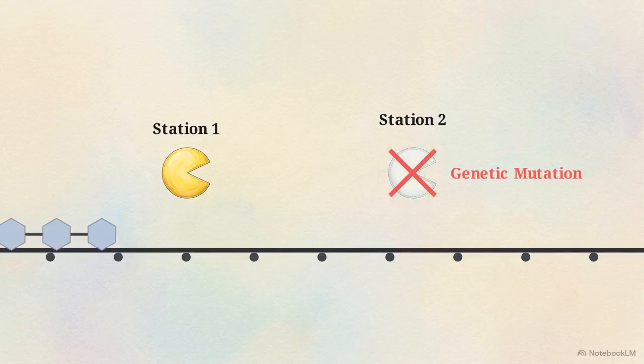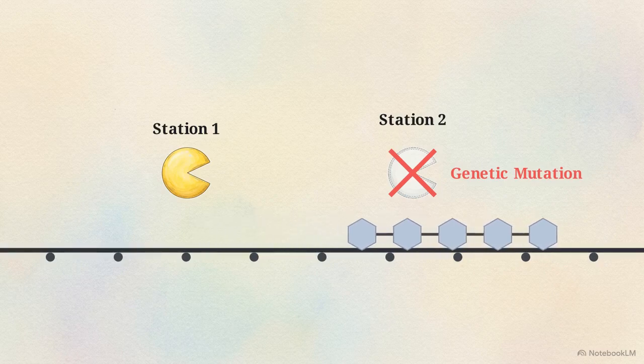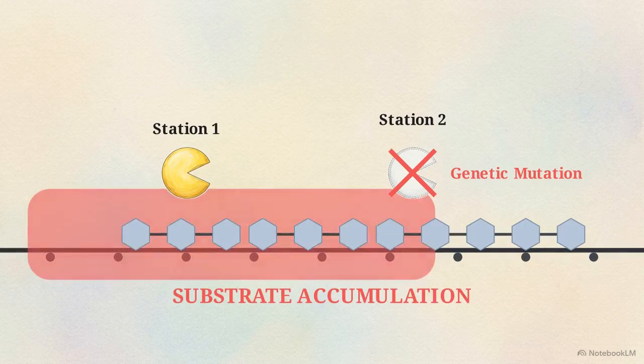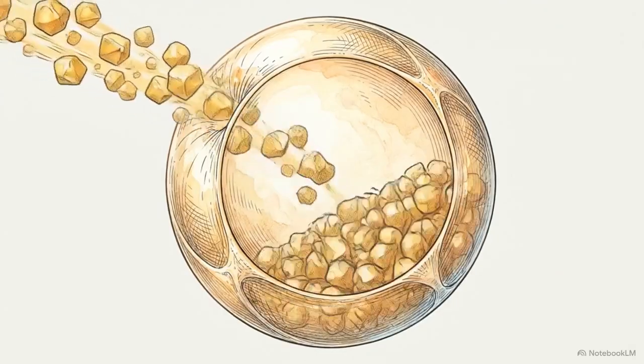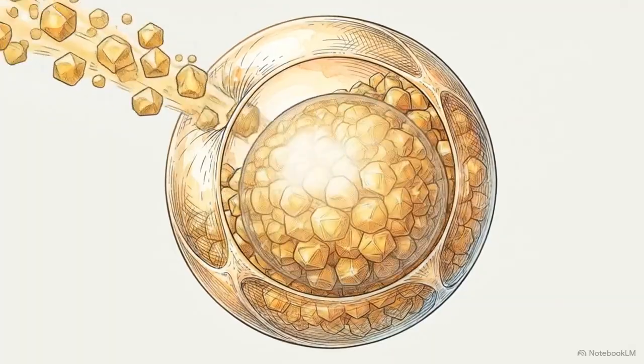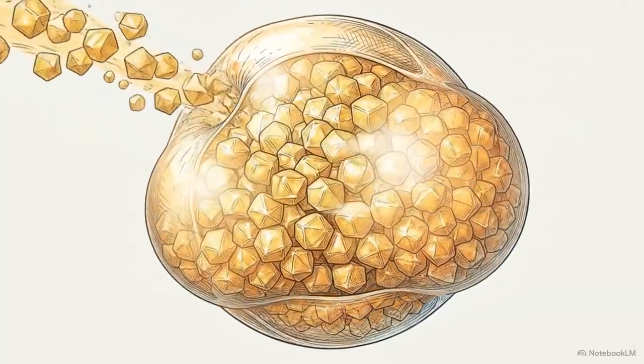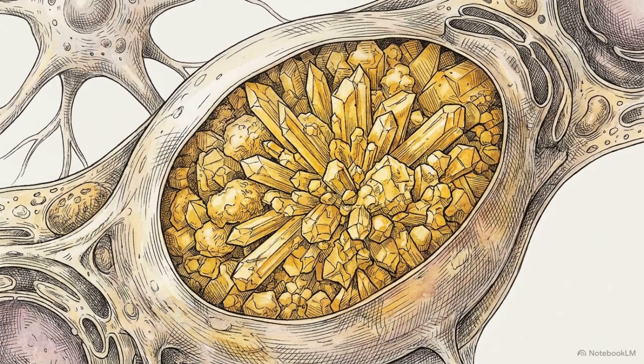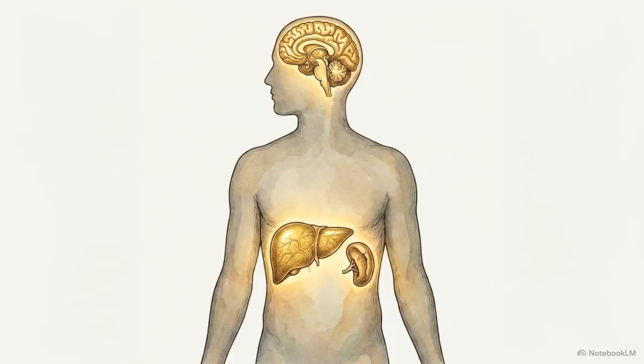But if a genetic mutation deletes just one enzyme from that sequence, the entire assembly line halts. The target molecule gets processed right up to the missing enzyme station, and it cannot move forward. Because the molecule has nowhere to go, it starts to pile up inside the lysosome, generation after generation, cell after cell. Over years, this accumulation physically distends the organelle and disrupts normal cellular function. This mechanism produces the specific organ damage we see in lysosomal storage diseases.